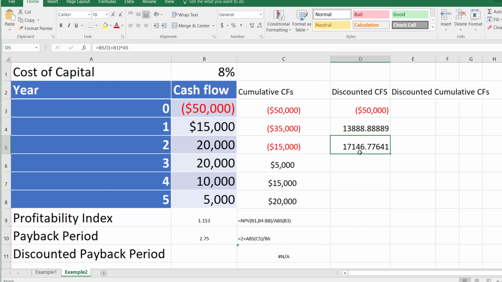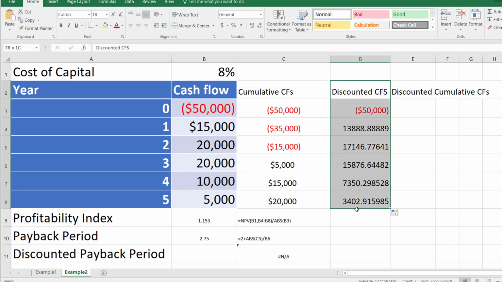And to compute the rest, you can do it one by one, or you can drag the formula. But keep in mind, when you drag the formula, you have to make sure that your discount rate stays constant by putting the dollar sign. Once you do that, you get the present value of your future cash flows. So these are the present values of our future cash flows.